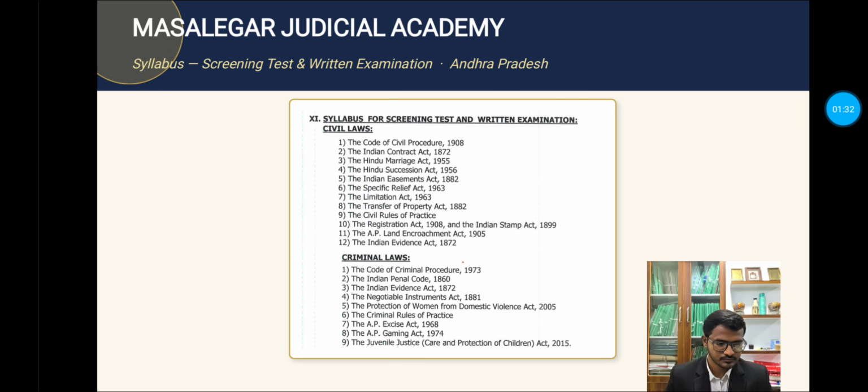Now, the syllabus for the screening test and written examination is: we have 12 subjects in civil laws and 9 subjects in criminal laws. In civil laws, we have CPC, Code of Civil Procedure, Indian Contract Act, Hindu Marriage Act, Hindu Succession Act, Indian Easements Act, Specific Relief Act, Limitation Act, Transfer of Property Act, Civil Rules of Practice, Registration Act, Indian Stamp Act, AP Land Encroachment Act, and the Indian Evidence Act.